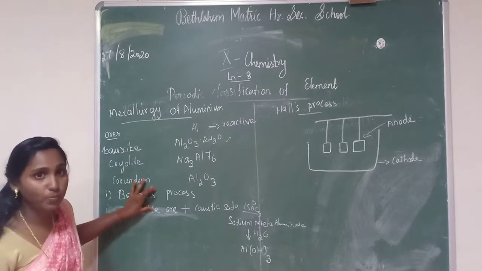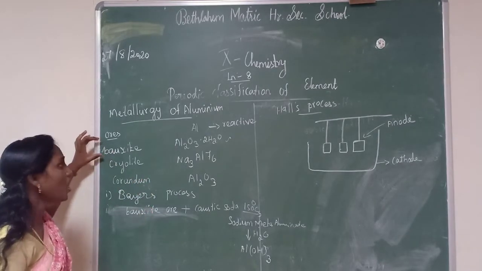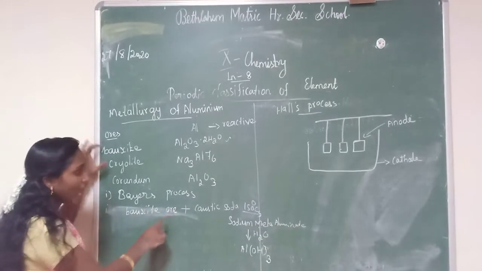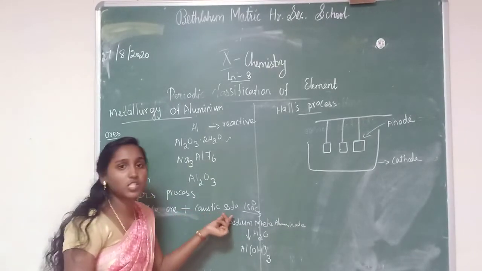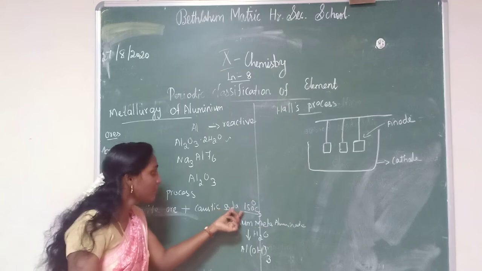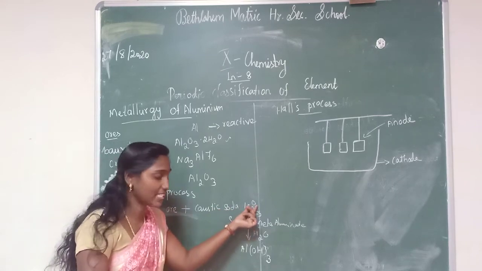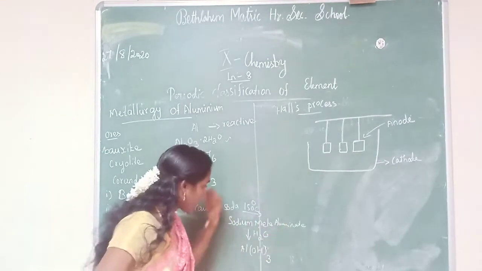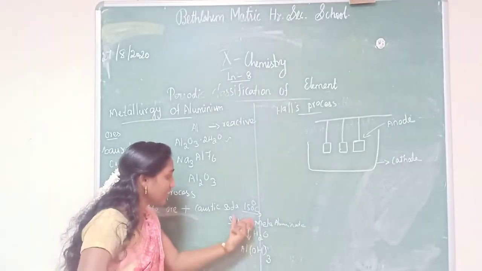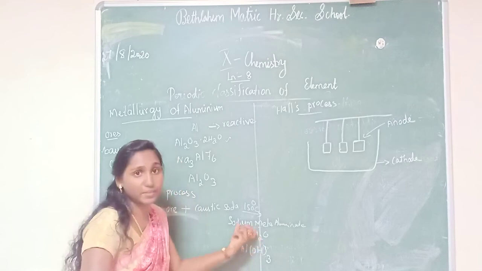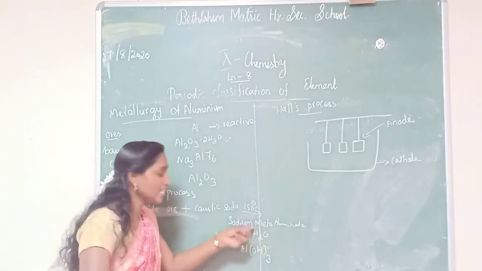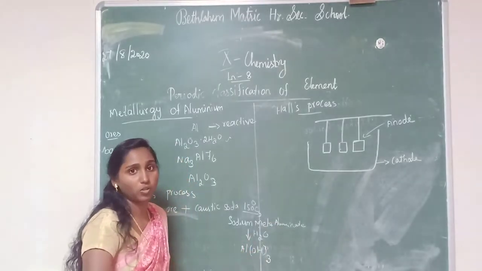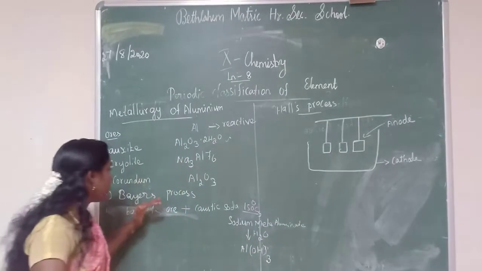So in this Bayer's process, first we should take this bauxite ore, finely grind it and add a little caustic soda. Heated at 150 degrees Celsius, you will get sodium meta-aluminate. Then second step, on hydrolyzing, that means we are adding water to this sodium meta-aluminate, we will get aluminium hydroxide. Have you understood? This is the Bayer's process.